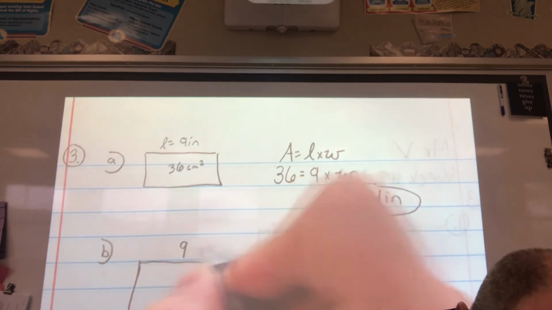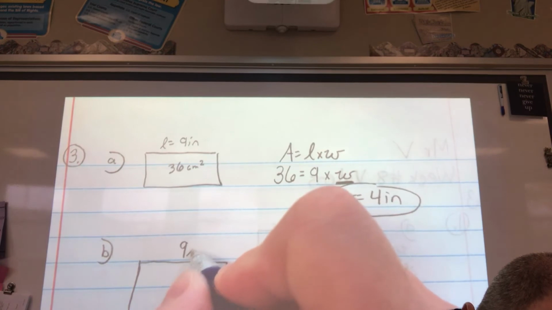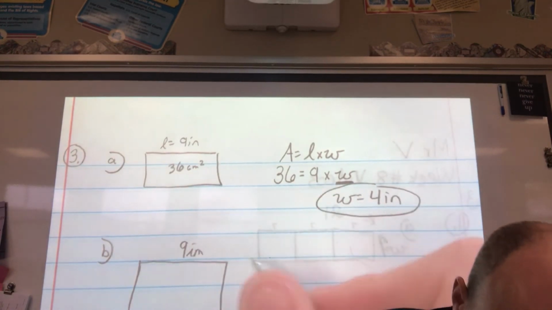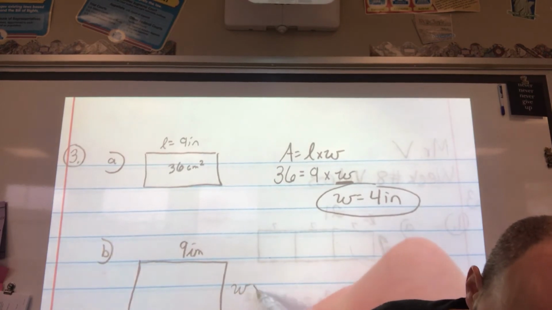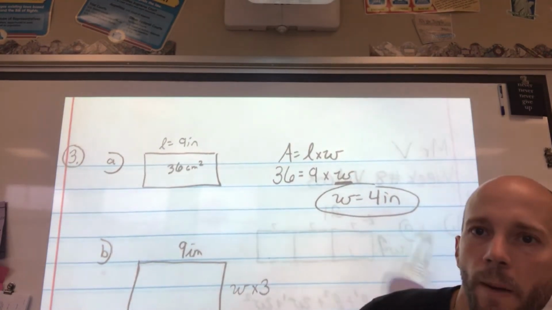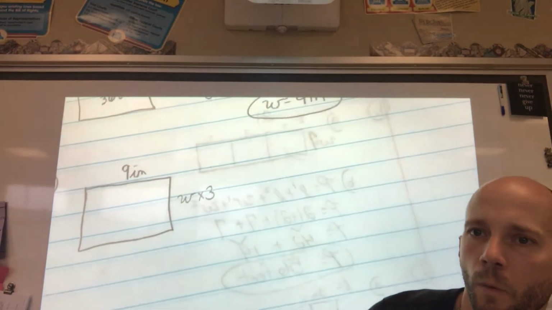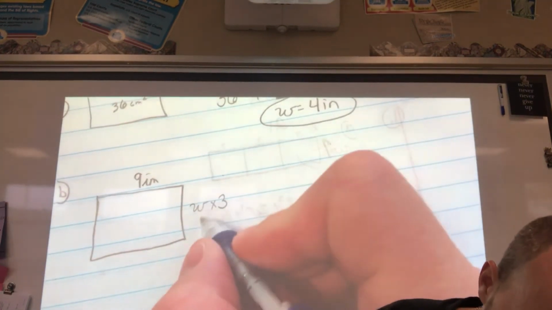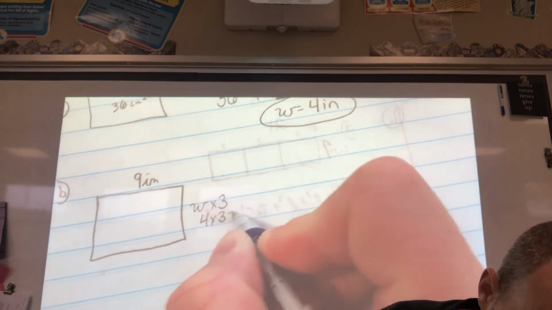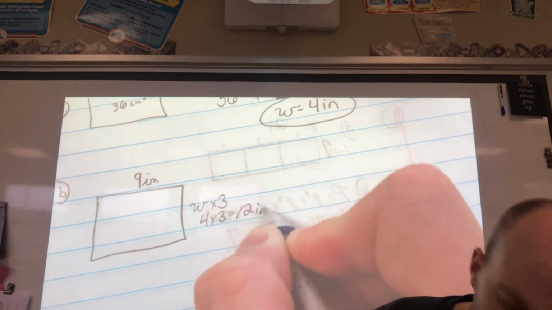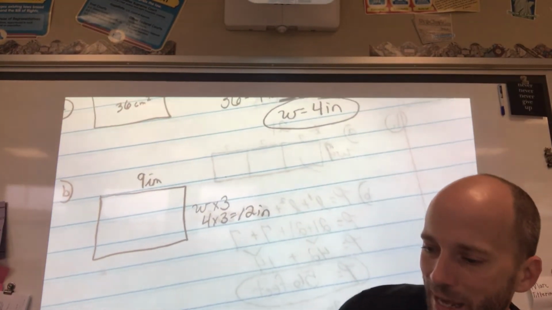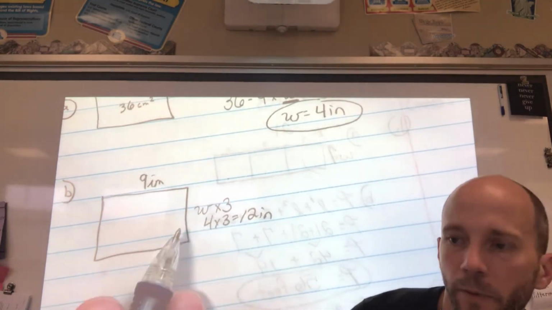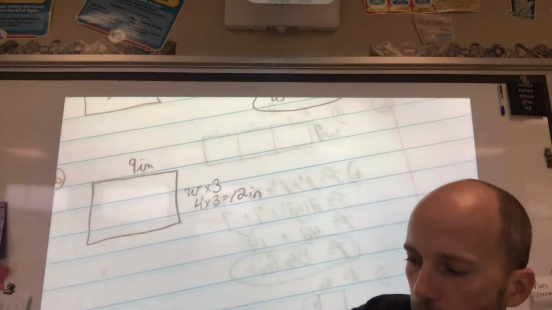This is going to be 9 inches. And then this is going to be 3 times the width. So that would be the width times 3. And if you remember, our width was 4. So that'll be 4 times 3, which gives me 12 inches. Draw and label a second rectangle. Well, there we go. And B is done.